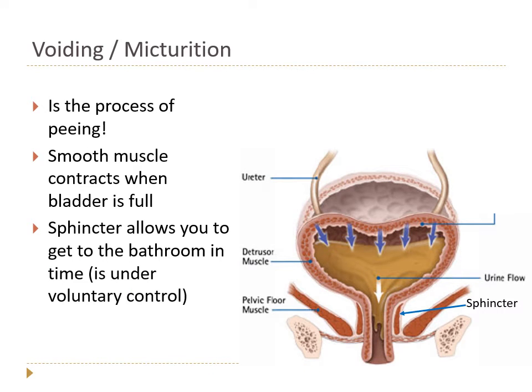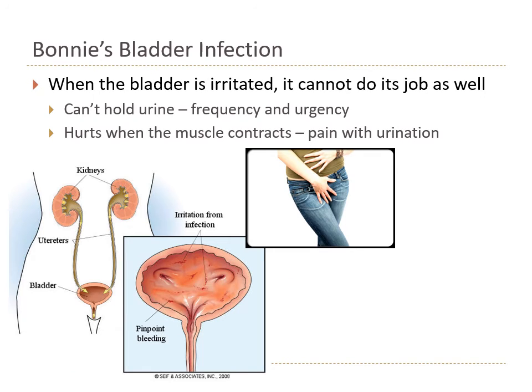So the process of urination is called voiding or micturition. If you see those words, they are referring to that process of urination by which that smooth muscle in the bladder wall contracts and pushes down. And if you relax your sphincter muscle and open it up, then the urine will move down into the urethra. So what was happening with Bonnie?